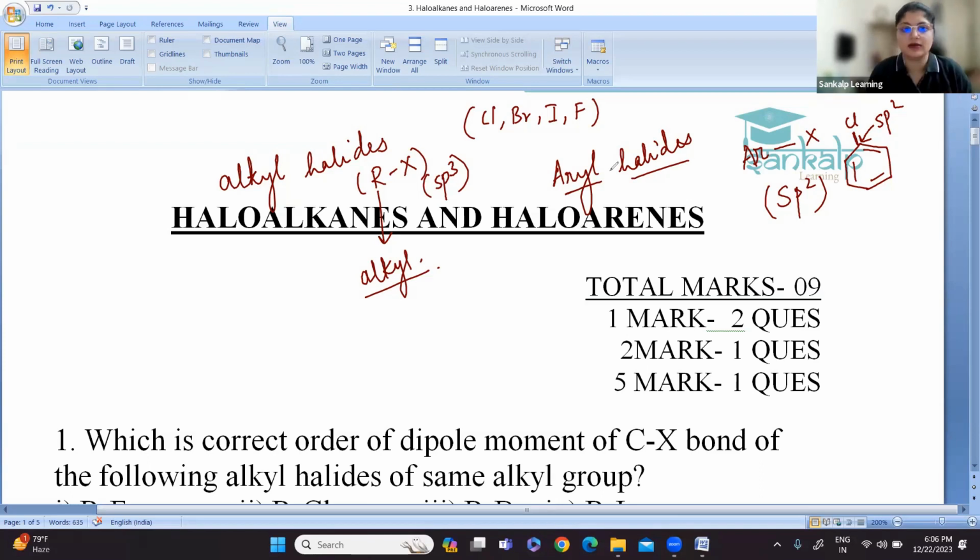If you have any doubts or queries, or if you want to answer anything, please drop your answers in the chat box. I'll be reading them. Yes, students, is the definition clear about what haloalkanes and haloarenes are?